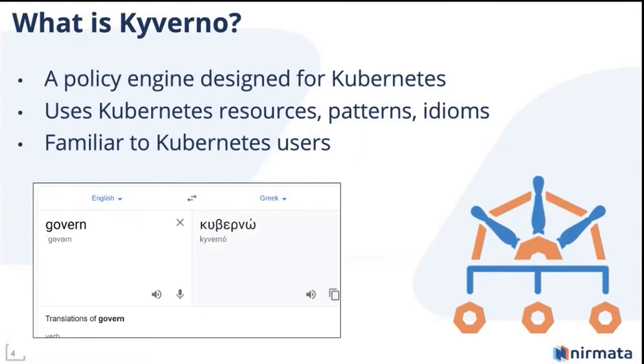You may wonder what does Kyverno mean, and Kyverno actually means govern. It's Greek, basically it's govern, and obviously Kubernetes, the origin of the word Kubernetes, is from Greek, so we thought it would be appropriate to use Kyverno as the name of this project, because Kyverno is essentially a policy engine for Kubernetes, and a policy engine is used typically to govern or for compliance of various aspects of Kubernetes. So that's why the name Kyverno.